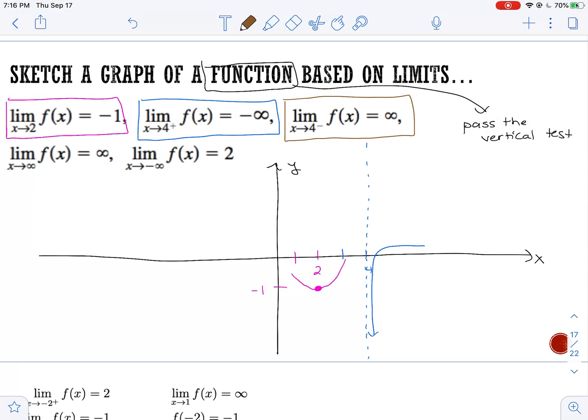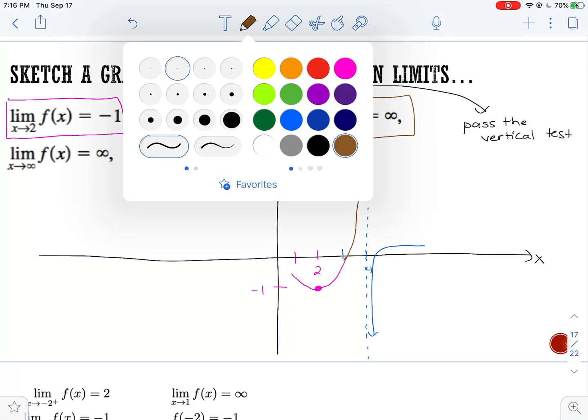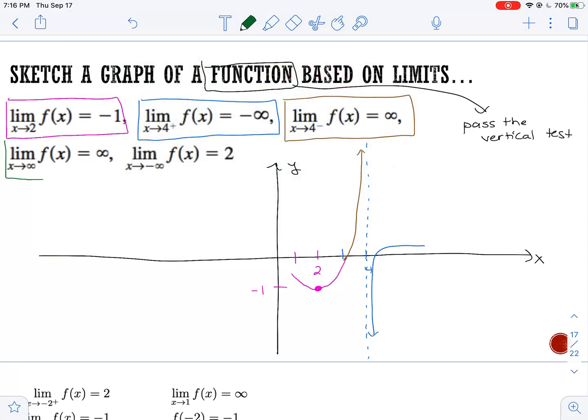All right, my next piece is saying as x is getting closer and closer to 4 on the left-hand side, that piece is shooting up to positive infinity. Well, it looks like the pink piece that I drew for the first part of the graph is going to be connected to this piece. And so as I'm getting closer and closer to 4 from the left, this is just going to keep shooting up to positive infinity. So I connected it to my pink piece.